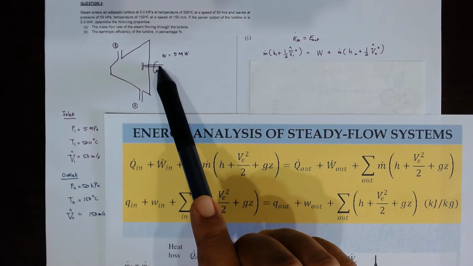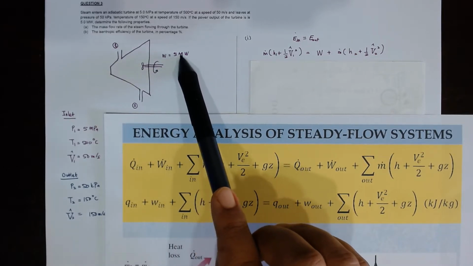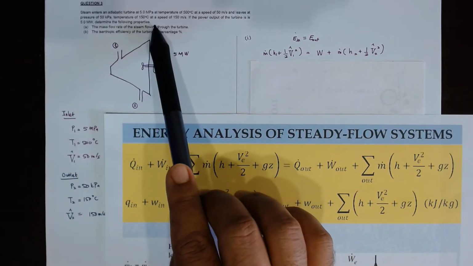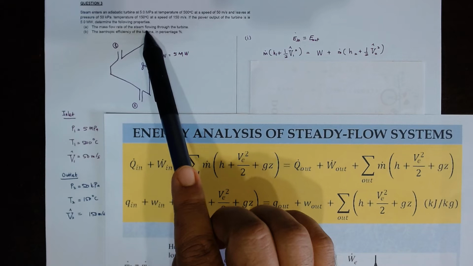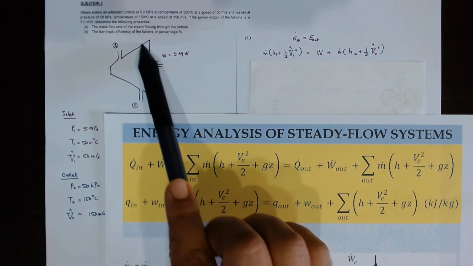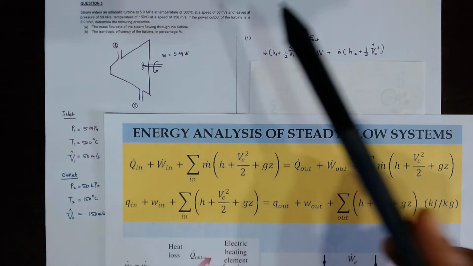This is the output of the turbine that rotates the shaft, so it gives you electricity, let's say 5 megawatt. Determine the following properties: m dot, the mass flow rate of the steam to the turbine, and the isentropic efficiency of the turbine in percentage.